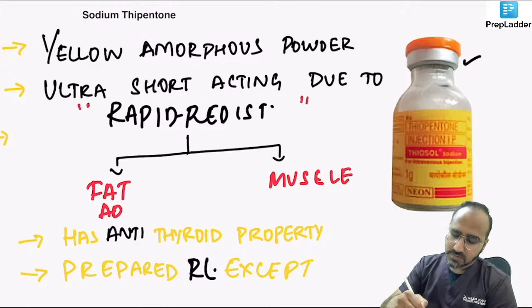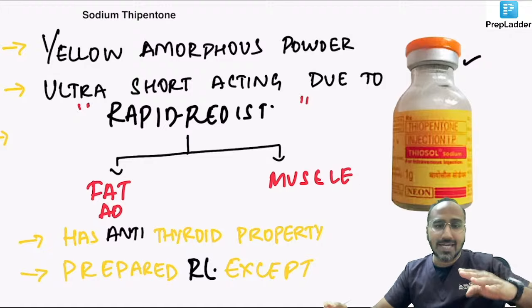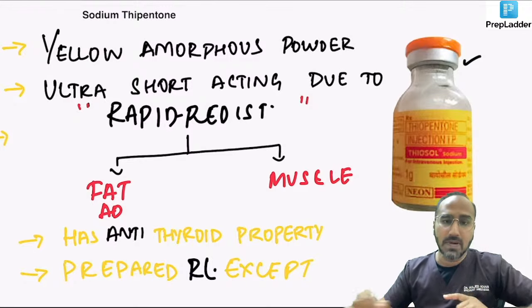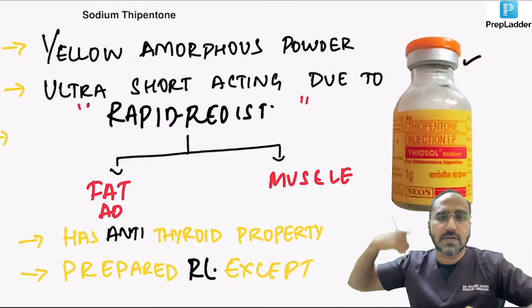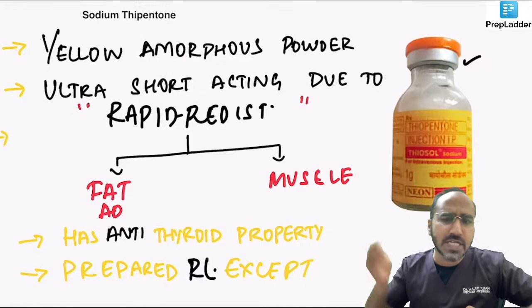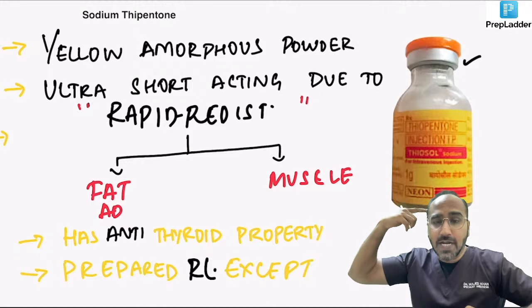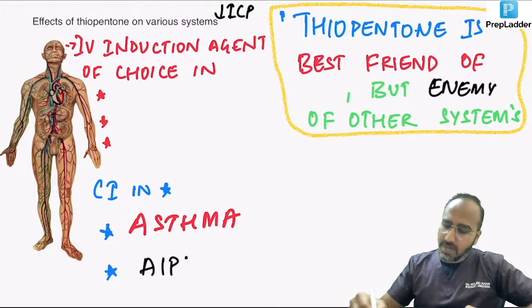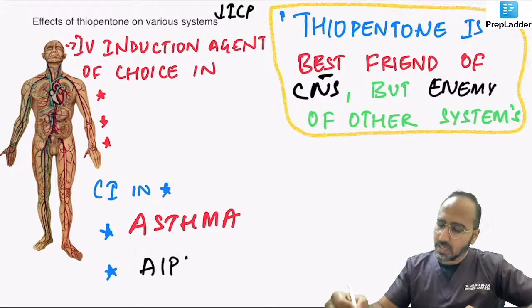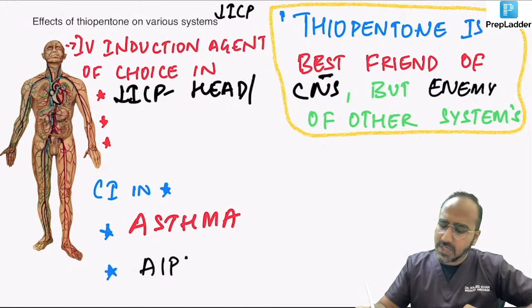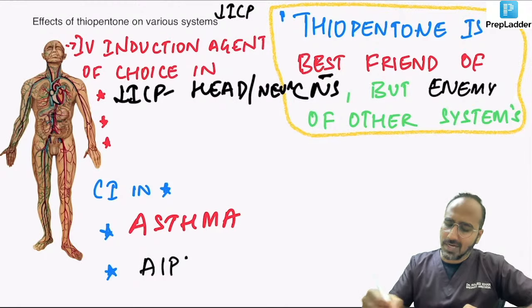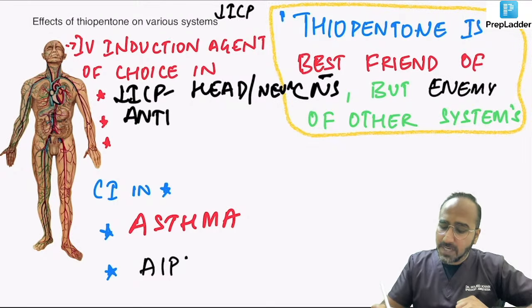Now, thiopentone and ketamine are always opposite. Guys, remember, one line of ketamine and all MCQs are solved. What was the one line? Enemy of CNS, friend of other systems. Thiopentone is the opposite of ketamine. It is the best friend of the CNS, enemy of other systems. When I say best friend of the CNS, it decreases the intracranial pressure and can be given as the IV induction agent of choice for head injury and neurosurgery. It has anti-epileptic properties, so it can be given in epileptic patients.